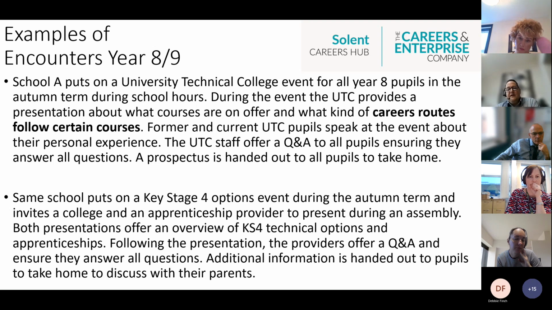It's around having individuals, because the encounter is around that individual student, and the Q&A aspect of that, and being able to review that, but then also having that breadth there, so that it's not just the same college coming in.